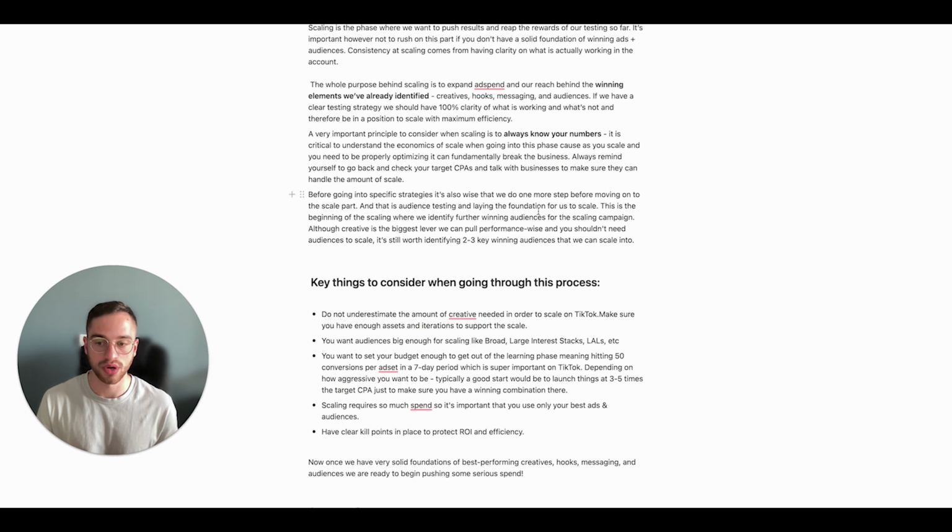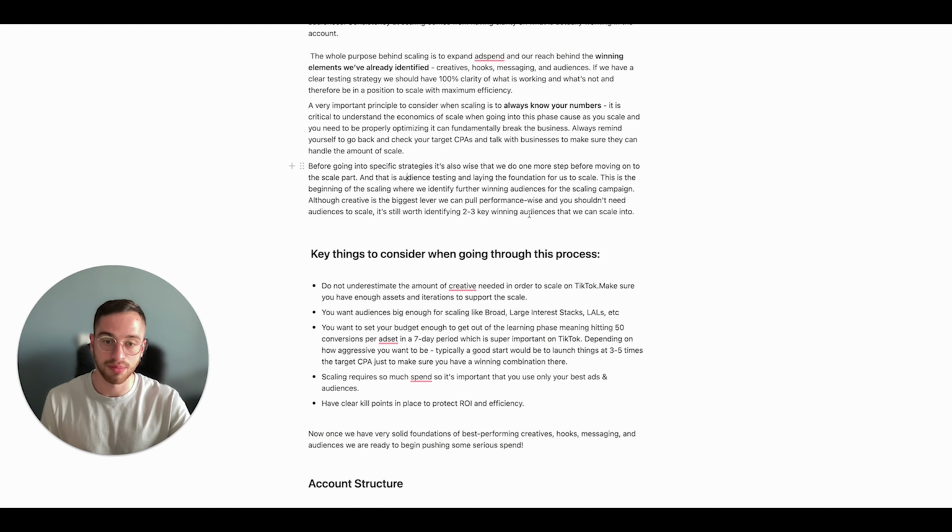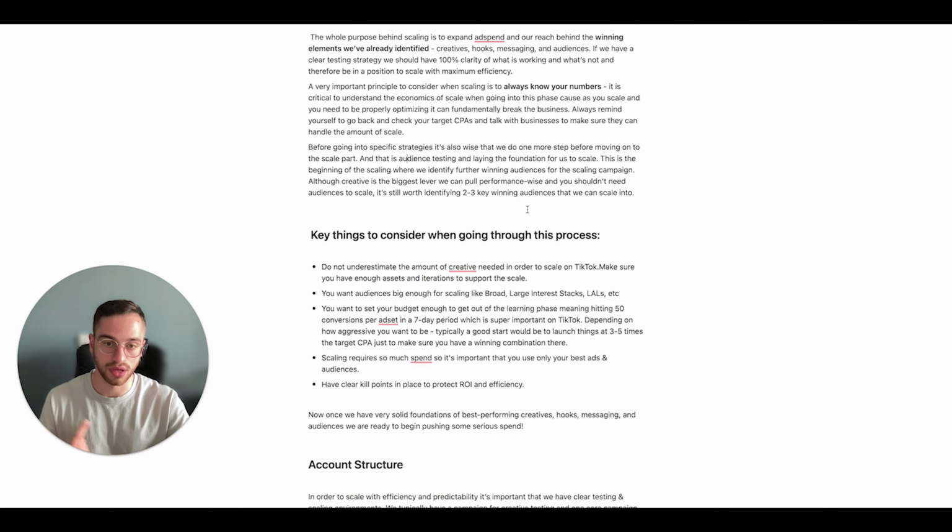Identify a couple more big broad audiences, apart from the broad audience that you can scale into. I've seen good efficiency in some audiences. Definitely on TikTok, that's even more relevant. I think on Facebook, you can really push broad as much as possible. But we have seen very good efficiency from interest tags, single interest targeting. So before going into scale, it's worth identifying 2-3 key winning audiences.